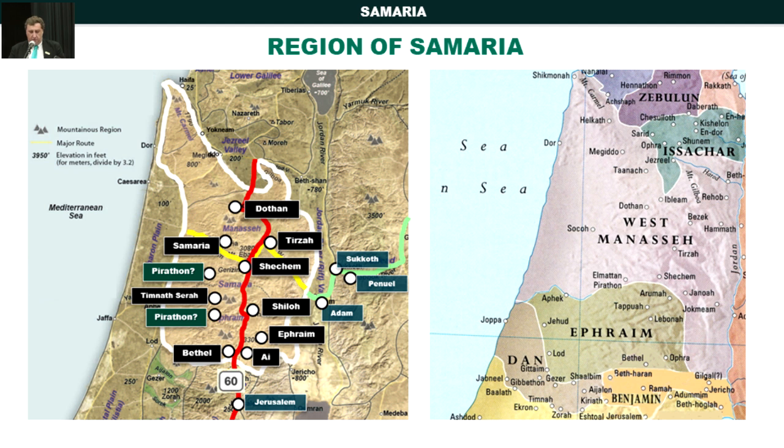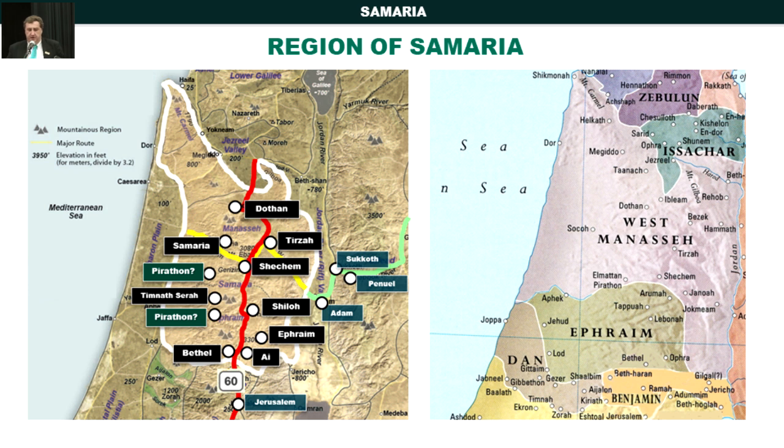Now, going further north is Shiloh, where the tabernacle was during the time of the judges. Now, those first few locations there were in the territory of the half-tribe of Ephraim, which had the bottom third of the area of Samaria. Now, the rest of Samaria belonged to the tribe of Manasseh.